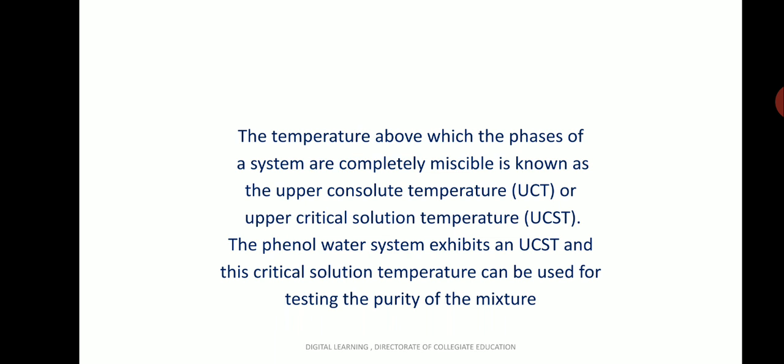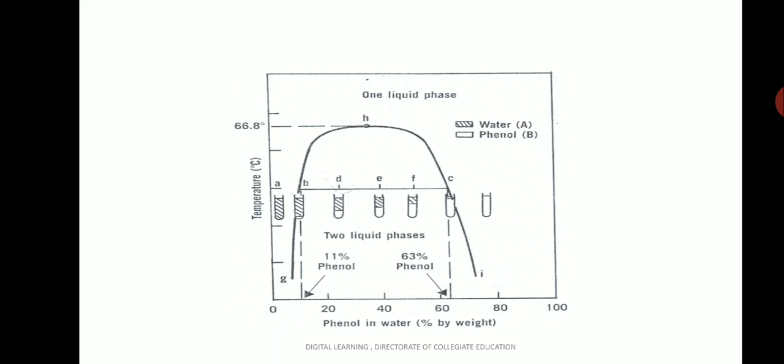The phenol-water system exhibits a UCST, and this critical solution temperature can be used for testing the purity of the mixture. In this figure, the temperature-composition diagram for the phenol-water system has an upper critical solution temperature shown at point H. Below H we have two phases existing, and above point H, which is the upper critical solution temperature for the phenol-water system, we have only one liquid phase existing.